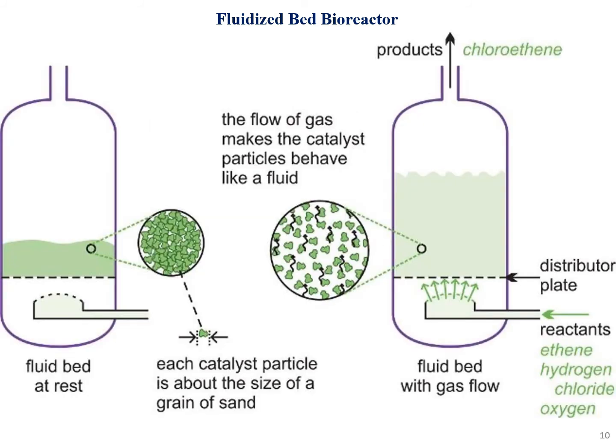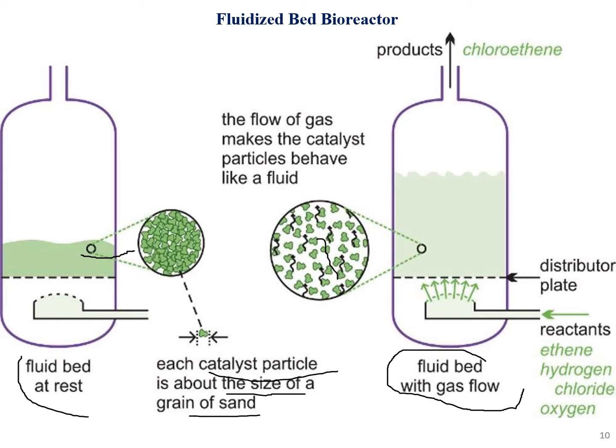So moving on with this, we have this again, the fluid bed at rest, and this is the fluid bed with gas flow. So these are two things that we can make out of this. This fluid consists of catalyst particles, each about the size of a grain of sand. This is not about the sand; this is pretty much separated, as you can see. The flow of gas makes the catalyst particles behave like a fluid.